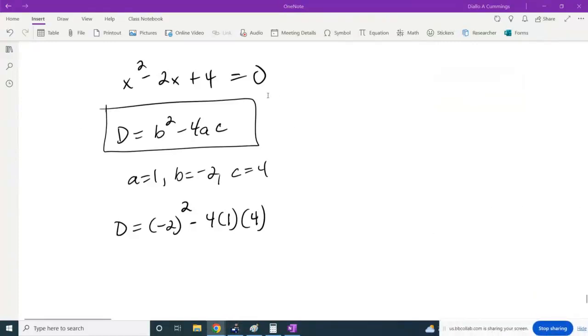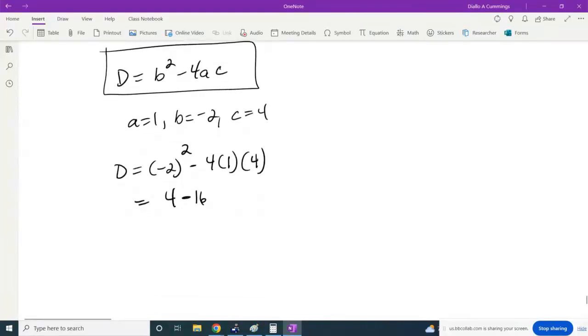All right, so remember the order of operations: Please Excuse My Dear Aunt Sally. So we're going to evaluate the exponent first. Negative 2 squared is 4. Next, we're going to multiply negative 4 times 1 times positive 4, which should give us negative 16. 4 minus 16 is negative 12.